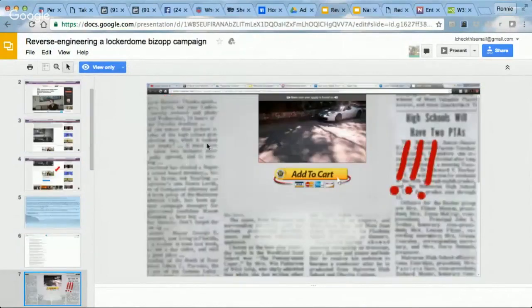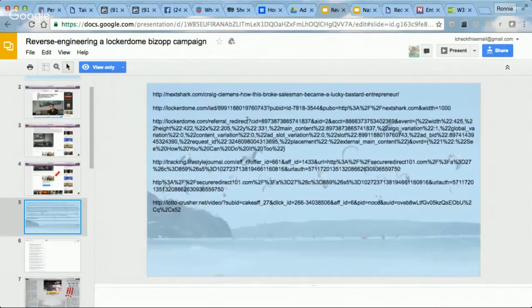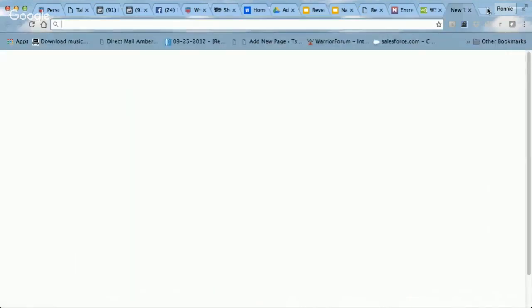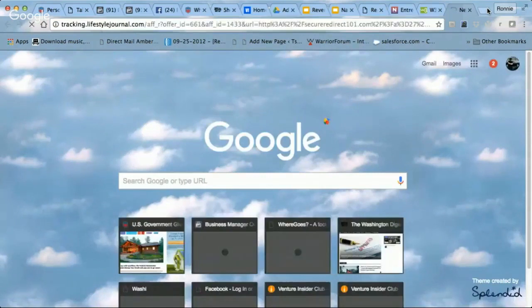But it's a direct linked offer. That's one of the interesting things. I was like, oh, this is direct linked. That's really cool. Because a lot of people ask me, can you direct link to offers? Yeah, lots of people do it.